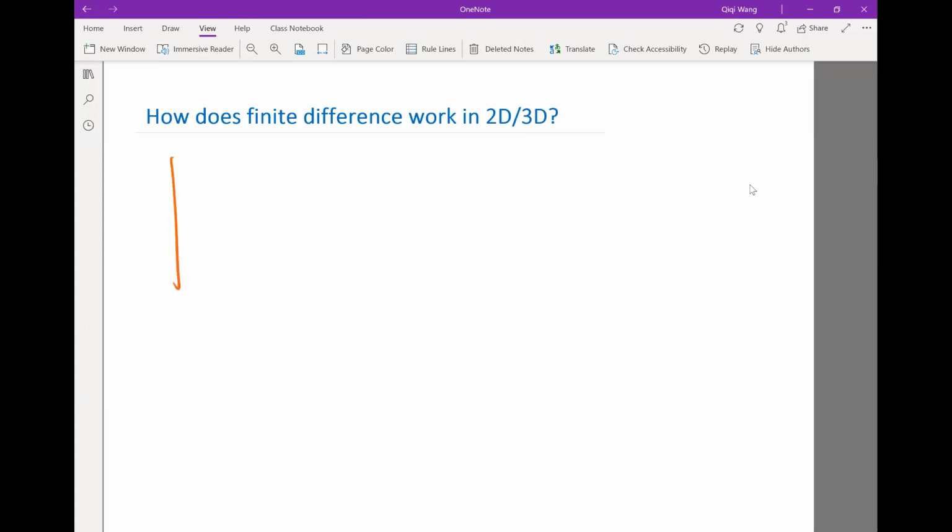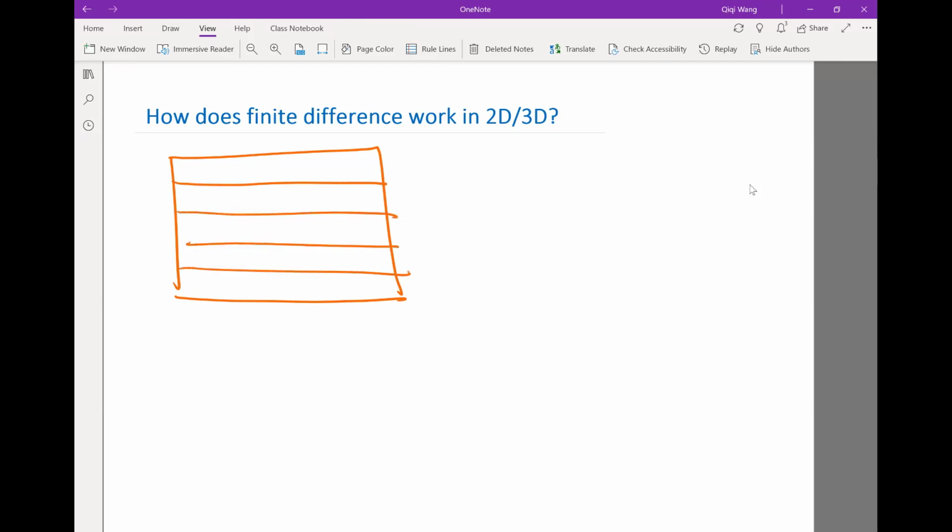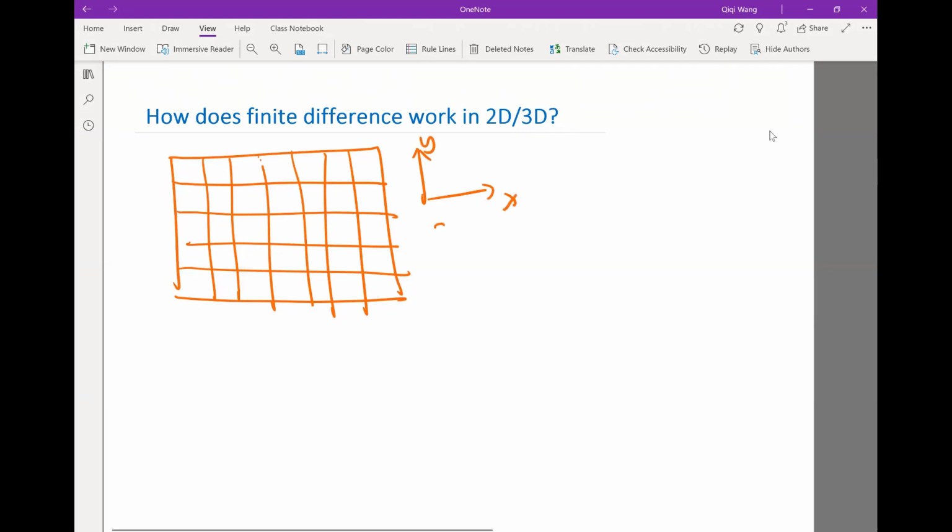First of all, I want to say that finite difference is probably the least flexible scheme to generalize in 2D and 3D in terms of what mesh you can work with. So finite difference works best if you have a regular Cartesian mesh, the mesh for which the grid lines are exactly aligned with the x, y, and z directions, right? So this is called a Cartesian mesh.